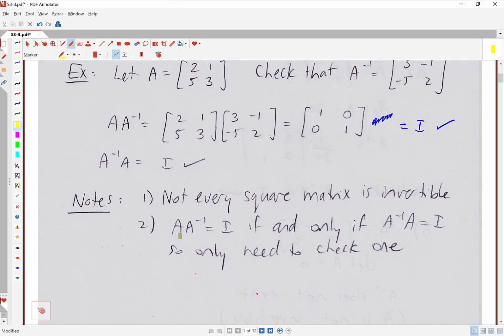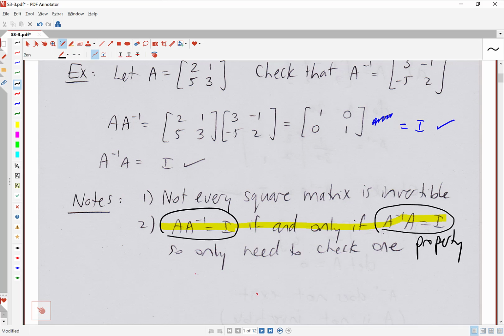Second comment that's going to be very useful for us. A times A inverse equals the identity matrix if and only if A inverse times A equals the identity matrix. So when you're confirming that a particular matrix is actually the inverse of A, you only need to check one of these two properties. You can either check this one or you can check that one, but you don't need to check both, because once you've got one, the other one is guaranteed.